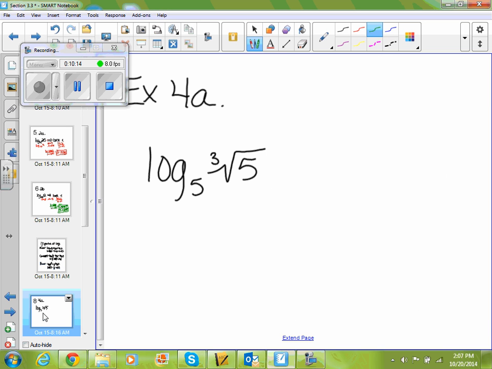Alright, so if we look at log base 5 of the cube root of 5, we're going to evaluate that using our properties of logs. The first thing that I know is that the cube root is the same thing as having an exponent of 1/3. So that's the same thing as 5 to the 1/3 power. So this is like log base 5 of 5 to the 1/3.